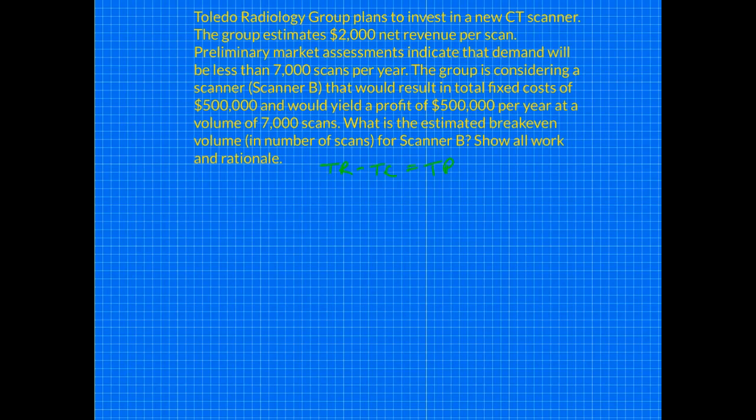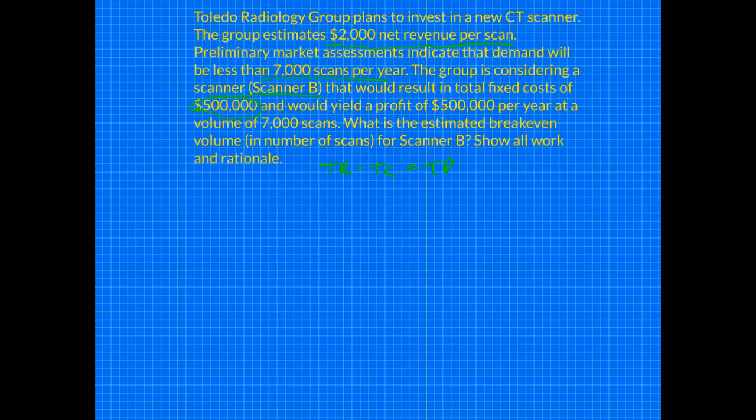We've got the radiology group plans to invest in a new CT scanner. Sorry, I'm picking on CT and scanners a lot here. The group estimates that you're going to receive $2,000 in revenue per scan. Primary market assessments indicate demand will be less than 7,000 scans per year. The group is considering a scanner called Scanner B. That would result in fixed costs of $500,000. Okay, so we know fixed costs.